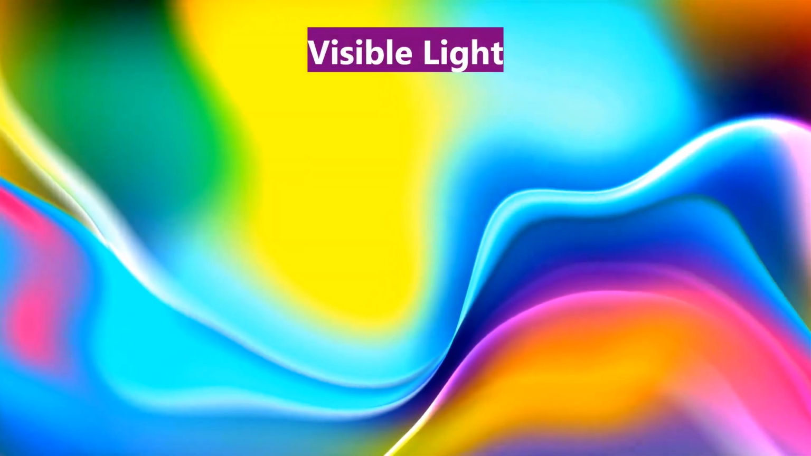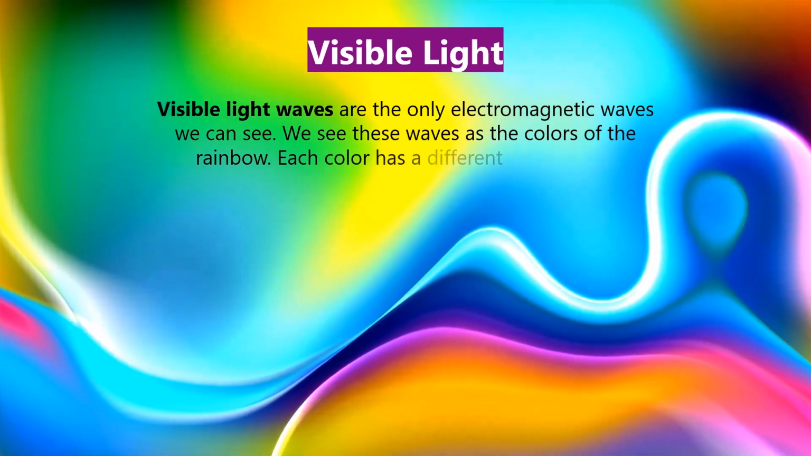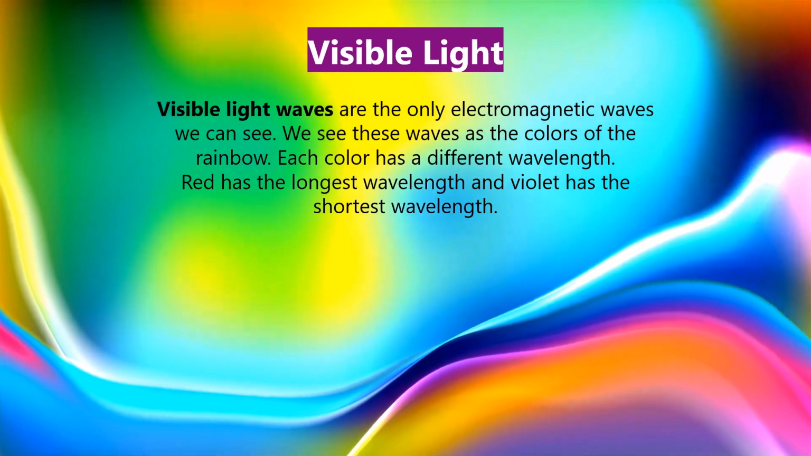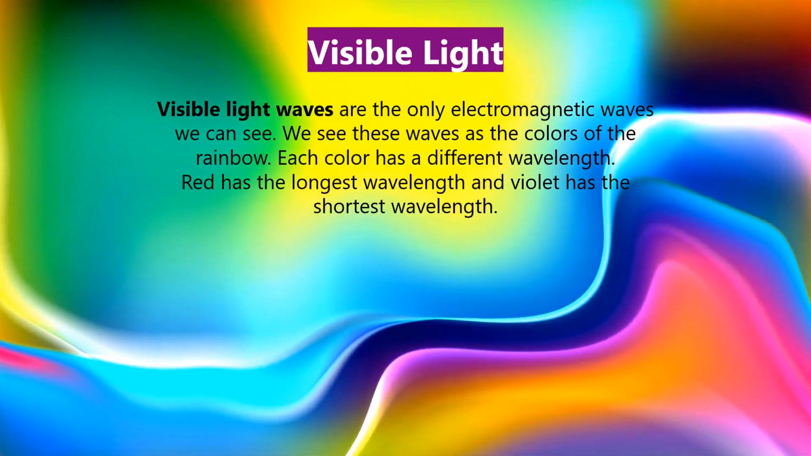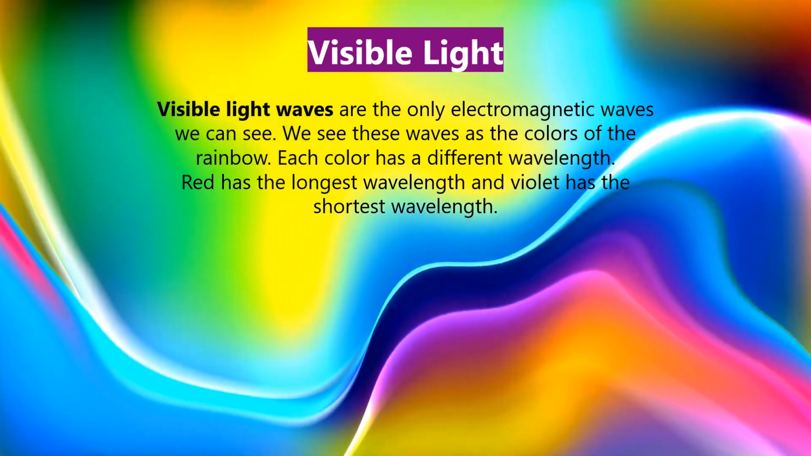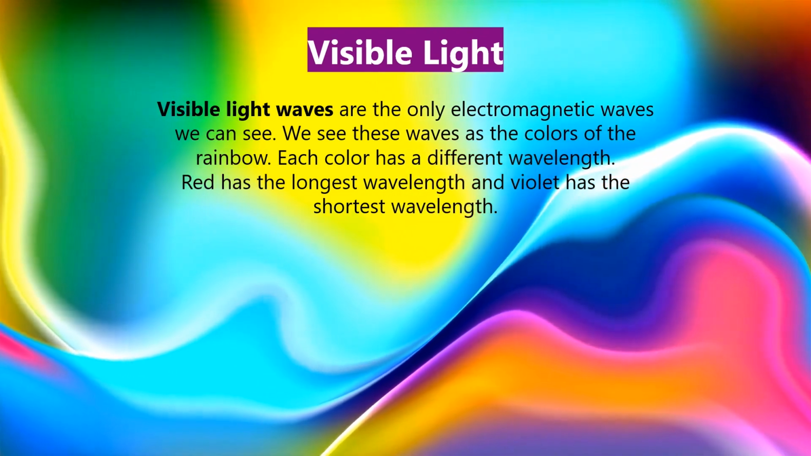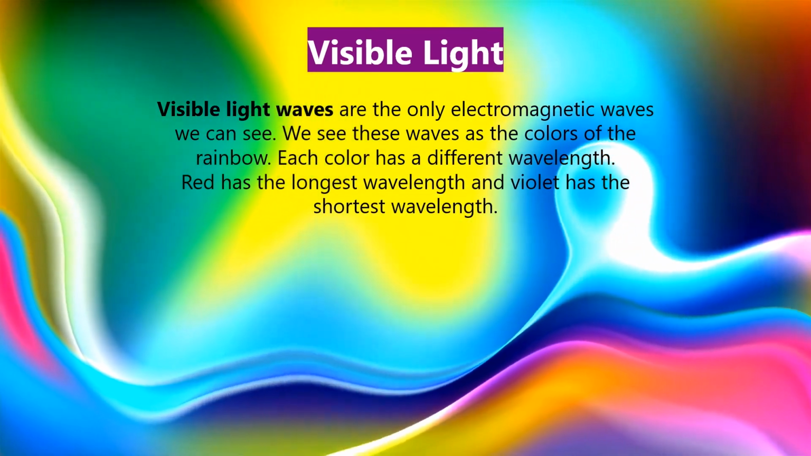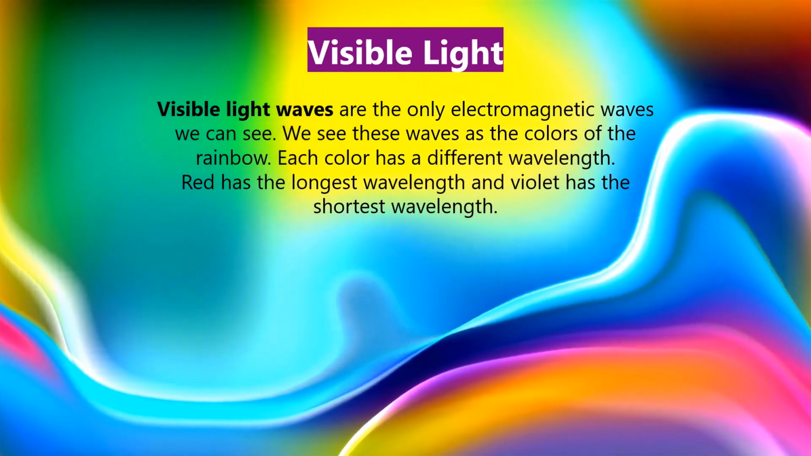So visible light waves are the only electromagnetic waves we can see. Remember, they are a very tiny part of the whole spectrum. We see these waves as colors of the rainbow. Each color has a different wavelength, frequency, and energy. Red has the longest wavelength, and violet has the shortest wavelength. In terms of energy, red has lower energy than violet. So if you compare a red flame to a violet or a blue flame, the red flame is not going to be as hot as the other two.